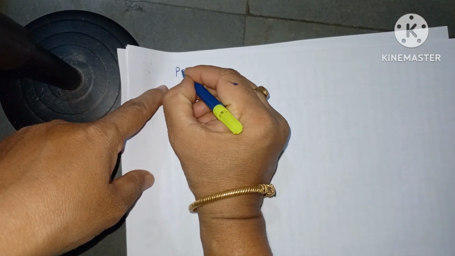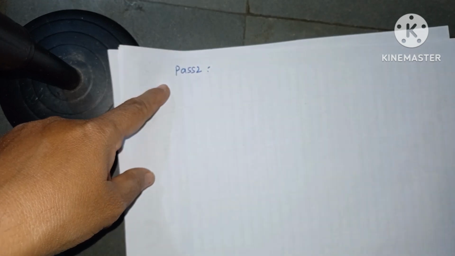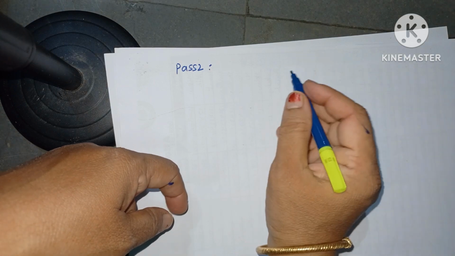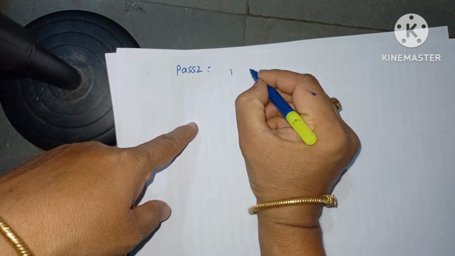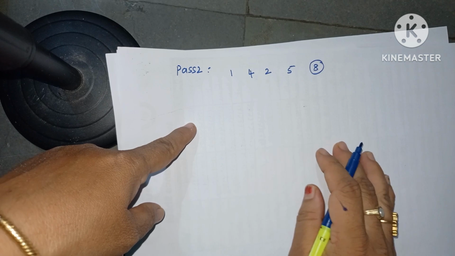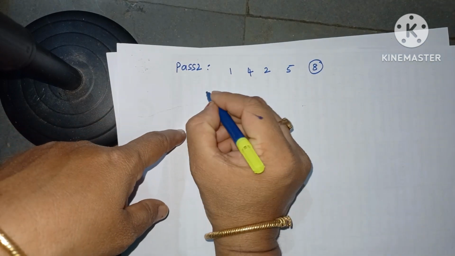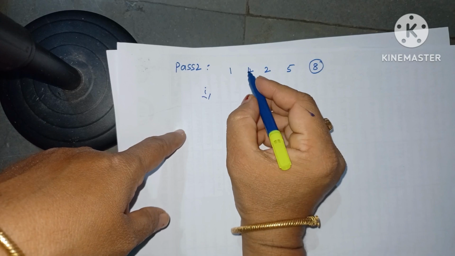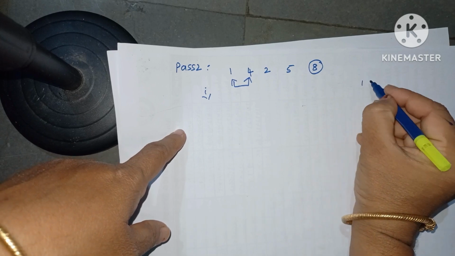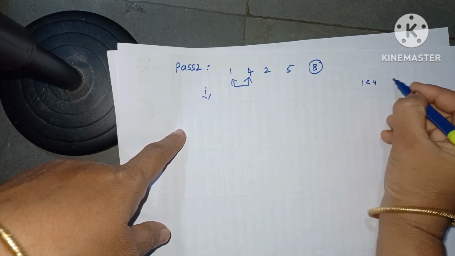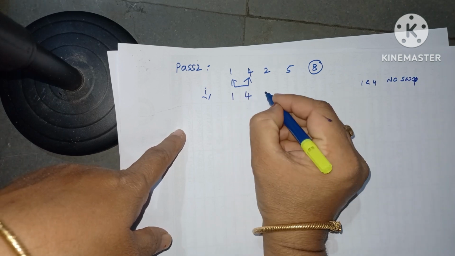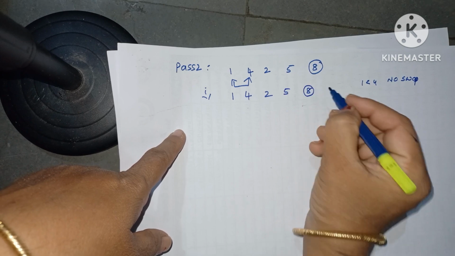This is pass 2. In pass 2, the last element is already in the last place, so it is not necessary to change anything. The remaining elements 1, 4, 2, 5, 8. It is bubbled, meaning the element is already in order. Then again step 1: comparing these two elements, 1 and 4. The first element 1 is smaller than 4, so there is no swap. No swap means the same thing: 1, 4, 2, 5, 8.